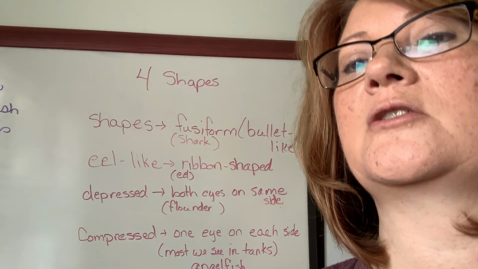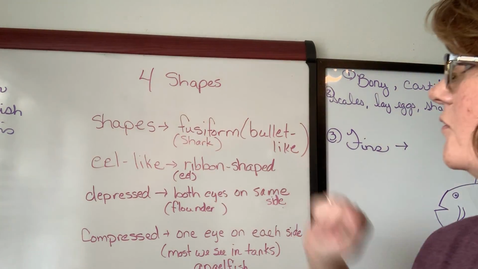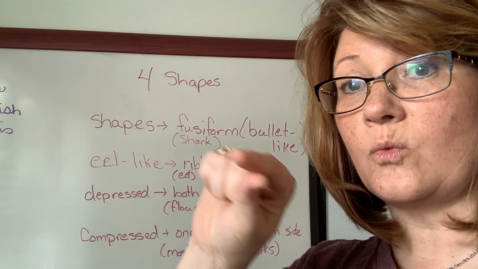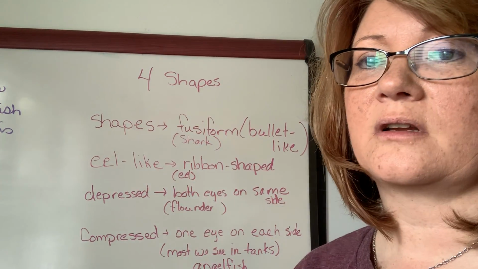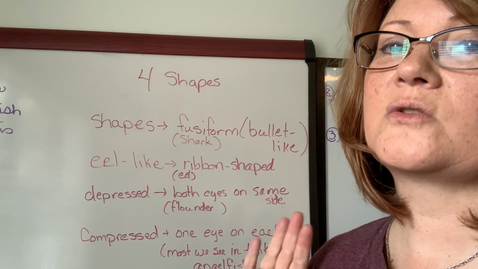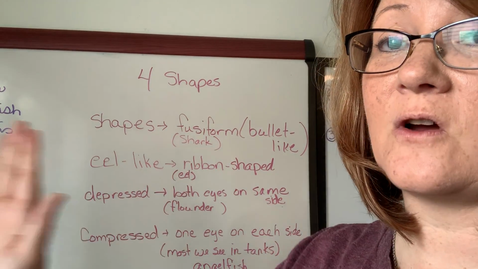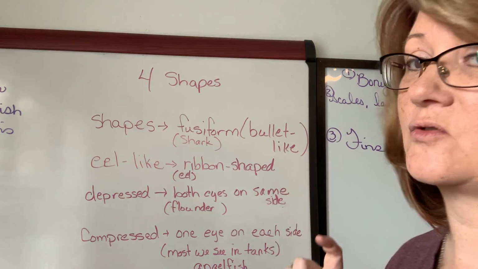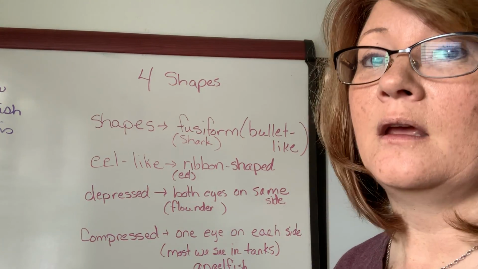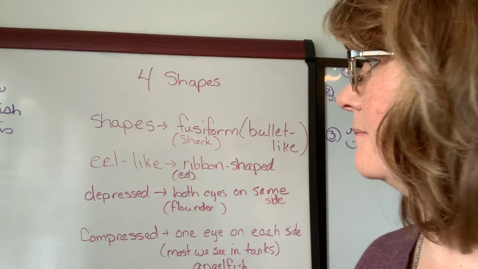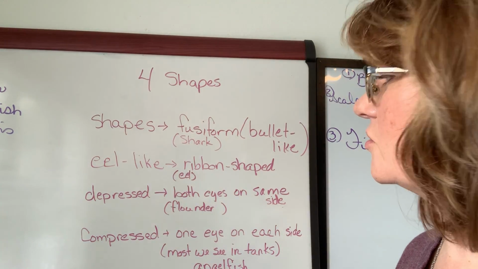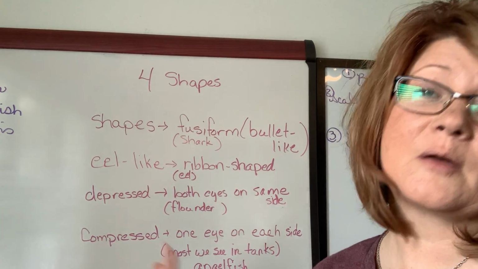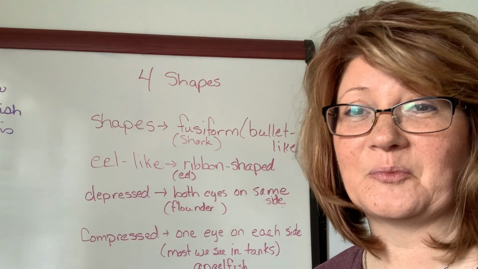That's so much better. Okay, so we have the fusiform, which is like the shark, and that's like, you know, when you've seen a bullet and it's kind of rounded on the end. Well, the shark is rounded on both ends, and that's what allows it to swim so fast. So that is the function of that shape, is for speed, okay? And those sharks are very fast, right?